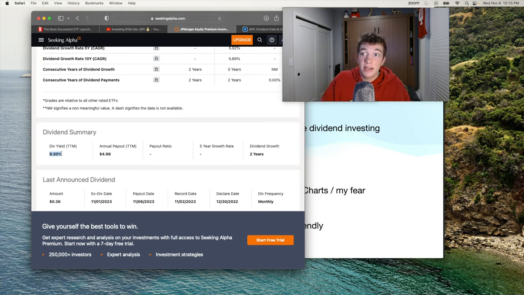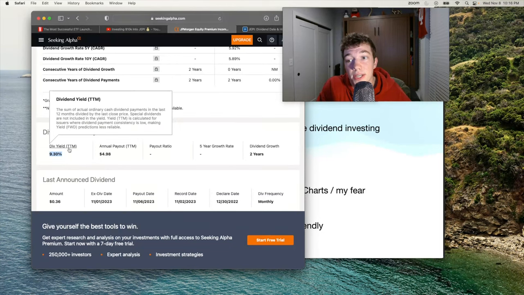Not that any dividends from a blue chip stock are guaranteed, but this is not apples to apples, okay? This is not some qualified dividend. We're going to dig more into that later, but again, right here, TTM. We can even read through this: sum of ordinary cash dividend payments in the last 12 months divided by the last closing price.